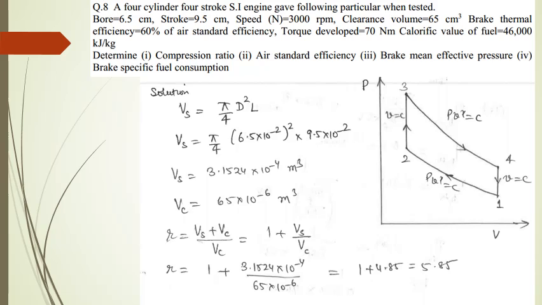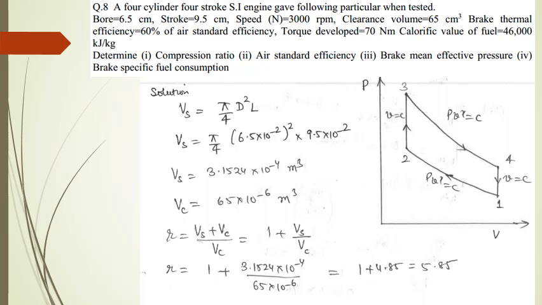A 4-cylinder 4-stroke SI engine gave the following particulars when tested: bore is equal to 6.5 cm, stroke equals 9.5 cm, speed equals 3000 rpm, clearance volume 65 cm cube, brake thermal efficiency 60% of air standard efficiency, torque developed is equal to 70 Newton meter, calorific value of fuel 46,000 kilojoule per kg. Determine the compression ratio, air standard efficiency, brake mean effective pressure, brake specific fuel consumption. Now we have drawn the PV diagram, and on it, for all the processes involved in the cycle, the governing equations have been written.